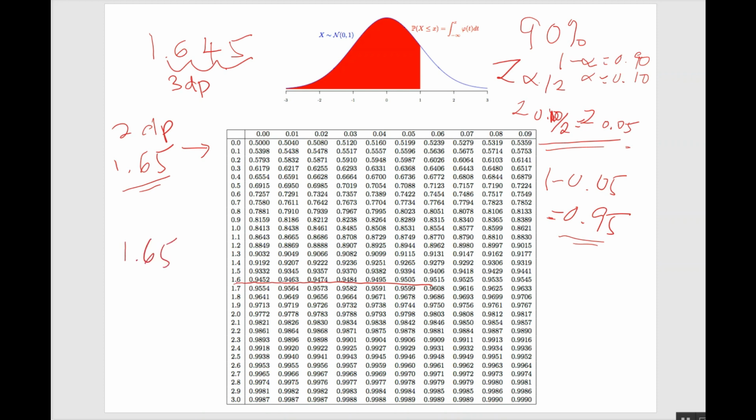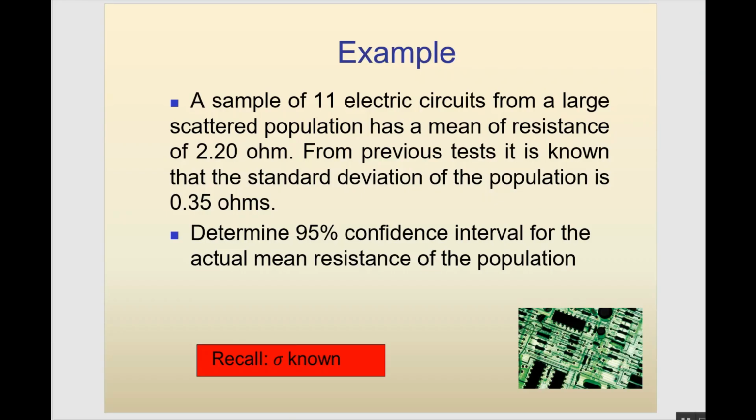So this is what I said to you. Okay, and this is how we find the value of your Z alpha divided by 2. Okay, so now we move to the first example. This is for population mean, where we know the standard deviation.